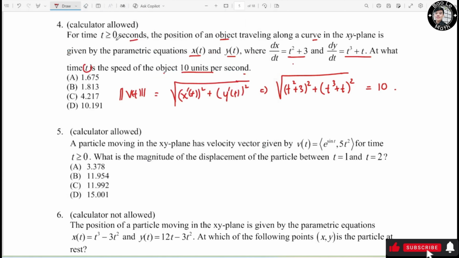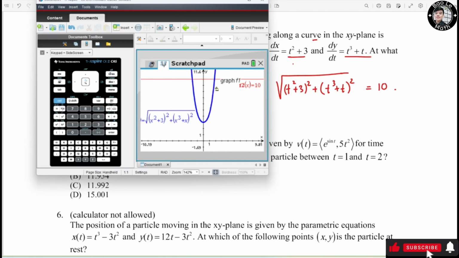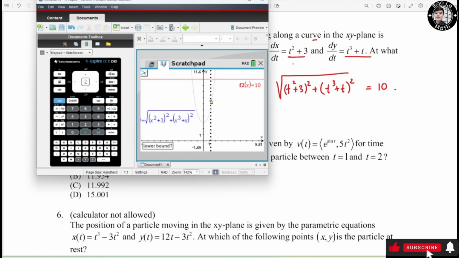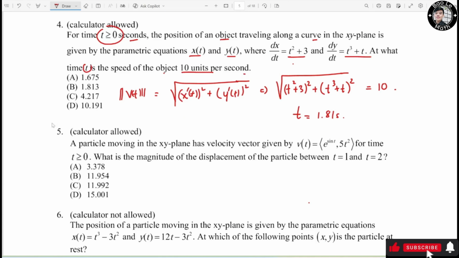You know that t is greater than or equal to 0 seconds, right? So basically, the intersection should be on the right hand side right here, right? Press menu, shift number 4, go to the left, go to the right. It's gonna be 1.81. Now question 5. A particle moving in the xy plane has velocity vector given by v of t equals this one. For time t greater than or equal to 0, what is the magnitude of the displacement of the particle between t equals 1 to t equals 2?